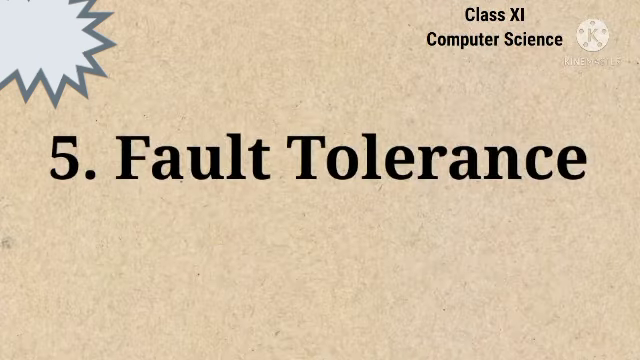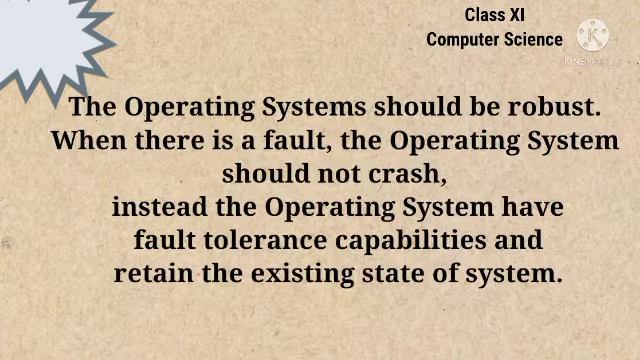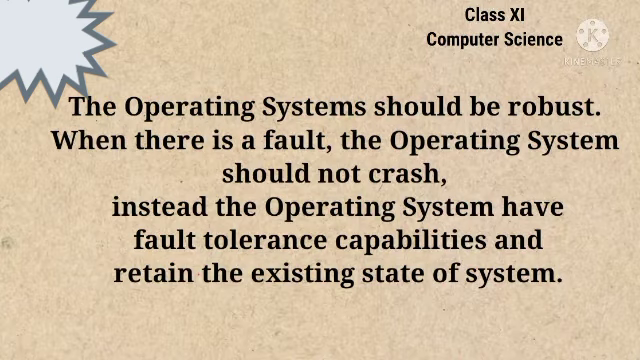Next is fault tolerance. The operating system should be robust. Whenever there is a fault, the operating system should not crash. Instead, the operating system has fault tolerance capabilities and retains the existing state of the system. This can be offered by an operating system. So, fault tolerance is one of the main key features of an operating system.